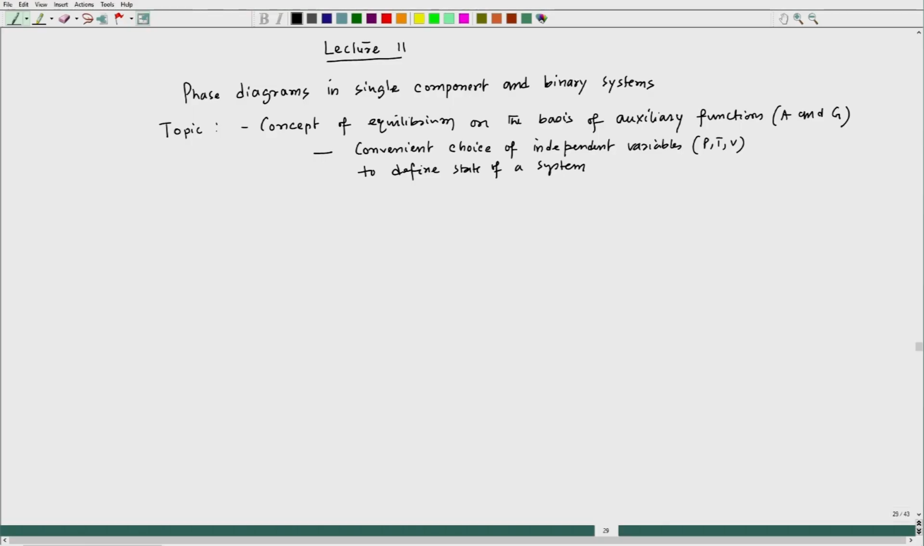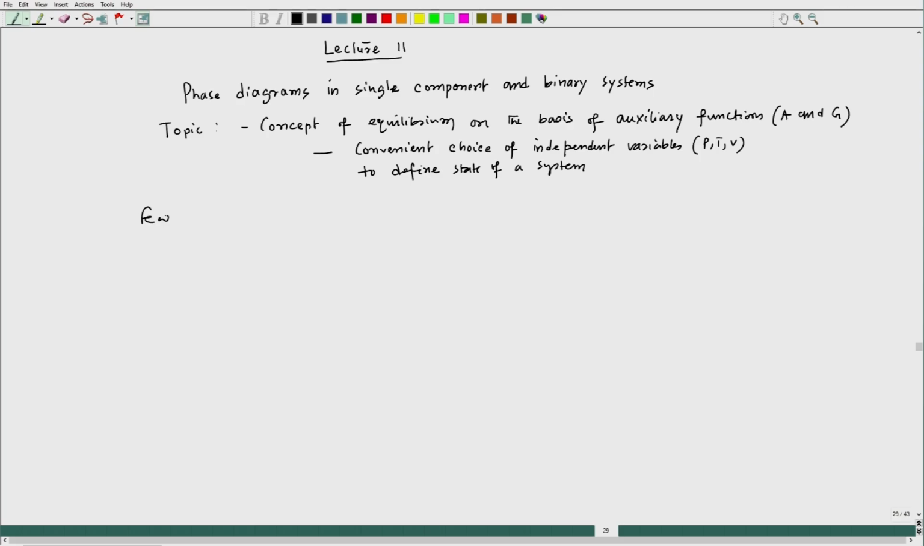So, today's topic is the concept of equilibrium, which will continue, on the basis of auxiliary functions now. In fact, last class we understood the importance of auxiliary functions, which are Helmholtz free energy and Gibbs free energy, which is G. These two will be dependent on some independent variables, and those variables would be convenient to measure and at the same time control, and that would define the state of a system or equilibrium of a system. So, these are the two topics we will consider, and let us just list down what we have done till now.